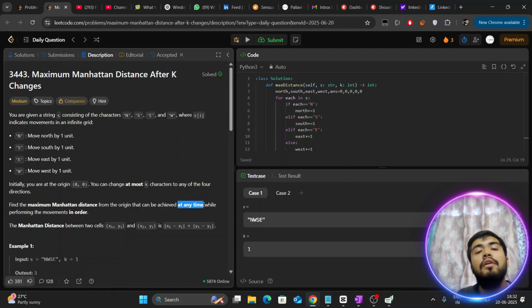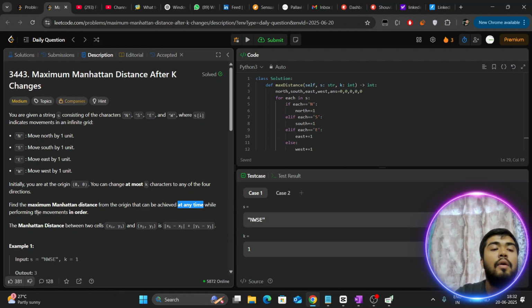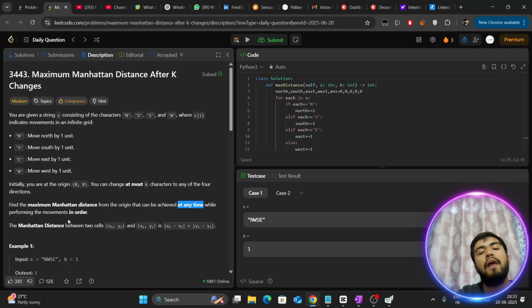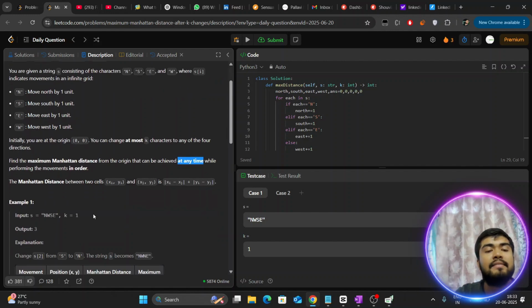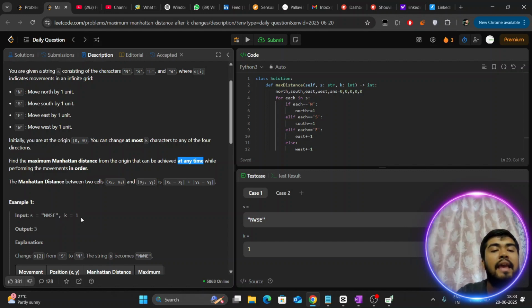We have to keep track, at any time, of the maximum Manhattan distance we can get to at any point. We have to return the maximum of those while performing the movements in order, from left to right. In this example test case, you can see north, west, south, east, and k is given as 1.